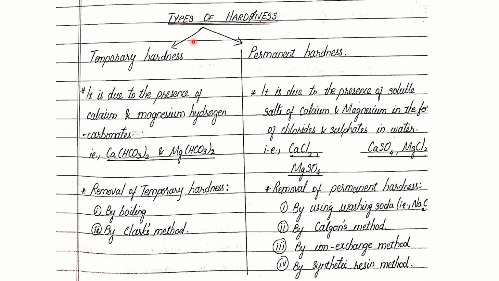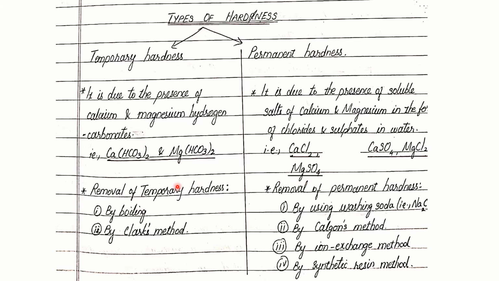Hardness of water is of two types, temporary hardness and permanent hardness. Temporary hardness is due to the presence of calcium and magnesium hydrogen carbonates. That is, temporary hardness is due to the presence of calcium hydrogen carbonate or magnesium hydrogen carbonate. Okay. Now, what is permanent hardness? It is due to the presence of soluble salts of calcium and magnesium in the form of chlorides and sulfates in water. If calcium chloride, magnesium chloride, calcium sulfate and magnesium sulfate are present in water, then the water becomes permanently hard in nature.